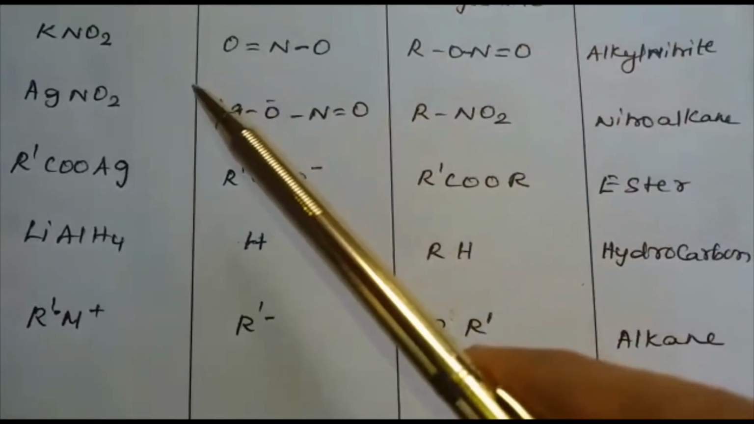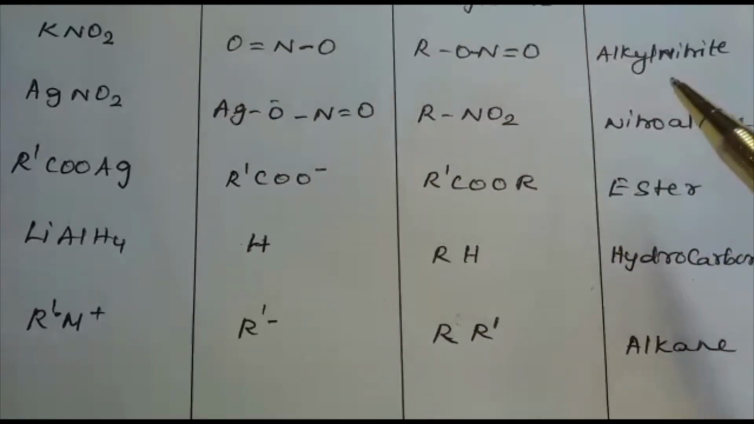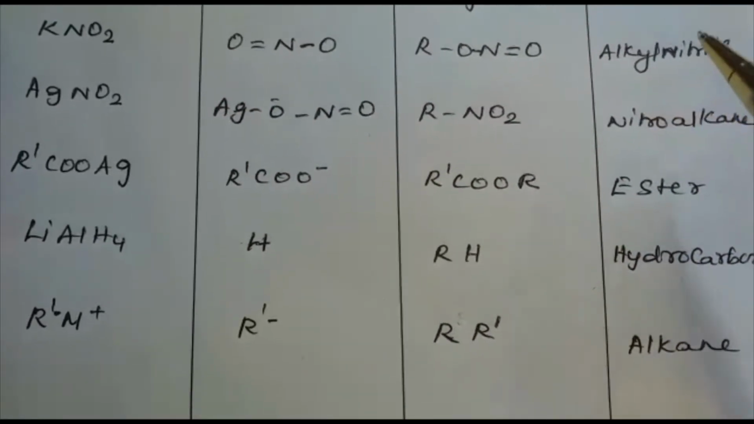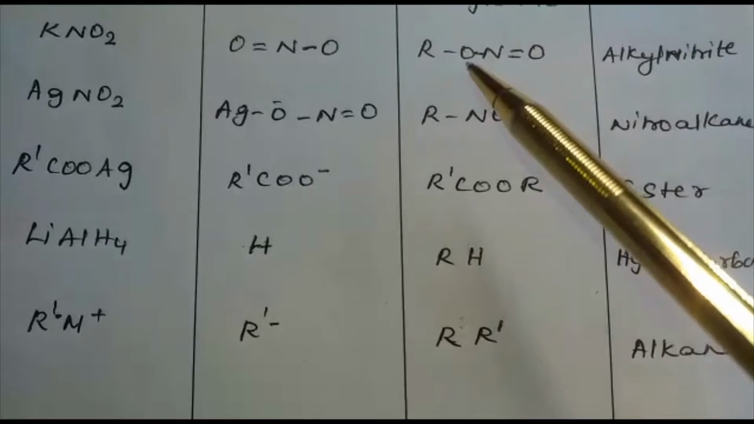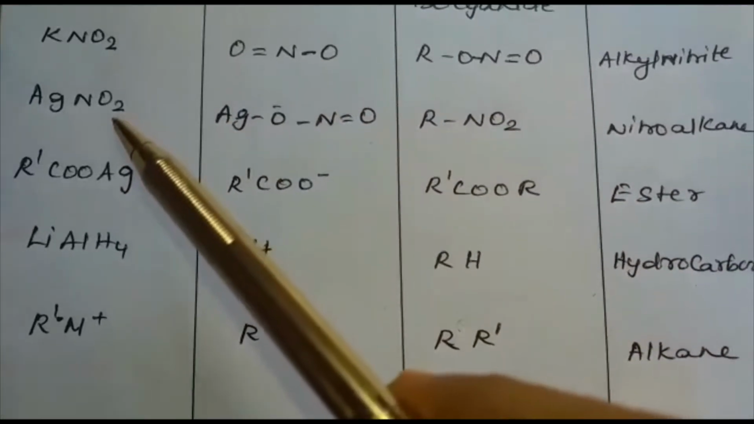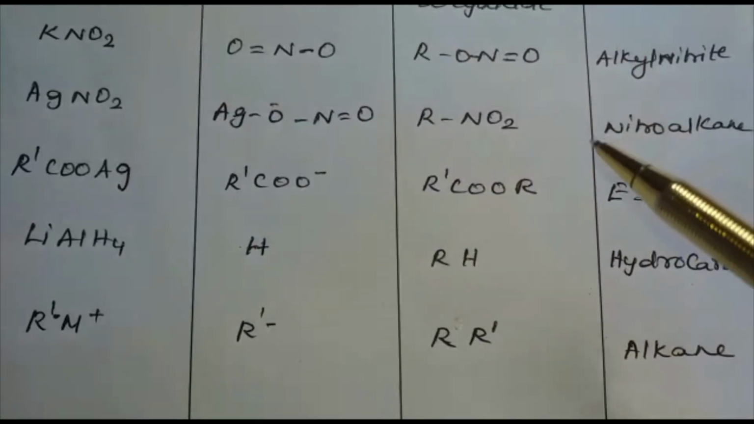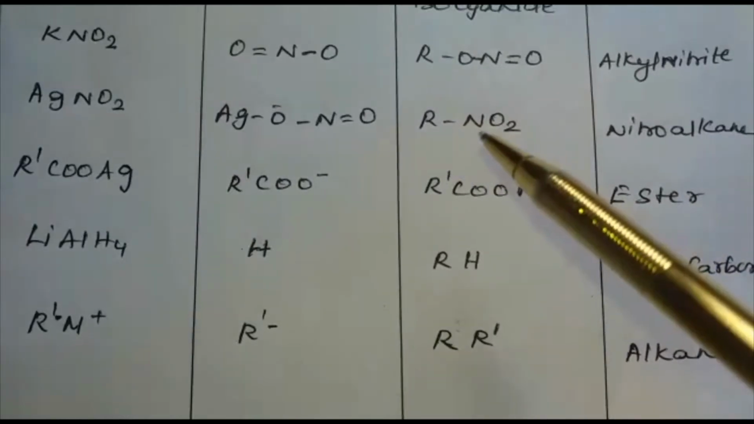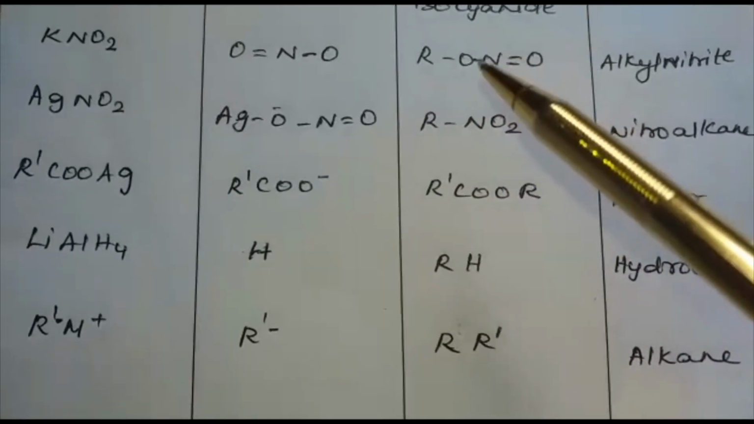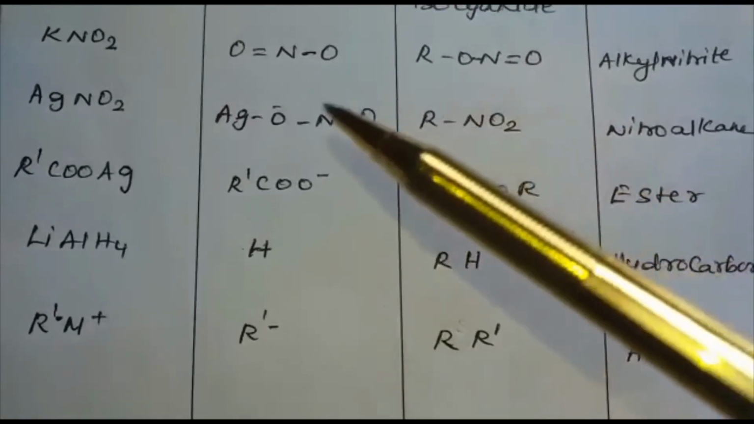If KNO2 is used as the reagent, the product is found to be alkyl nitrite and the bonding is through the oxygen atom. If AgNO2 is used as a reagent, the product is found to be nitroalkane, and the bonding is through the nitrogen atom. This is also an example of an ambident nucleophile.